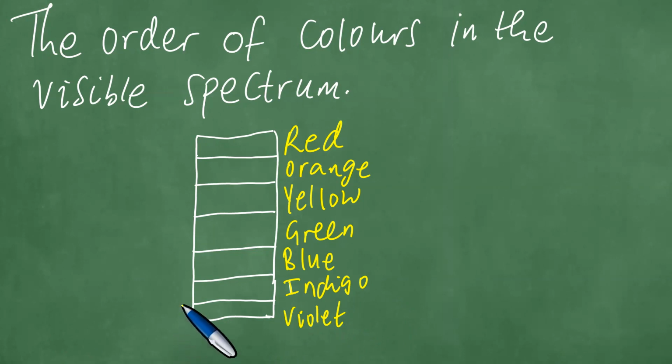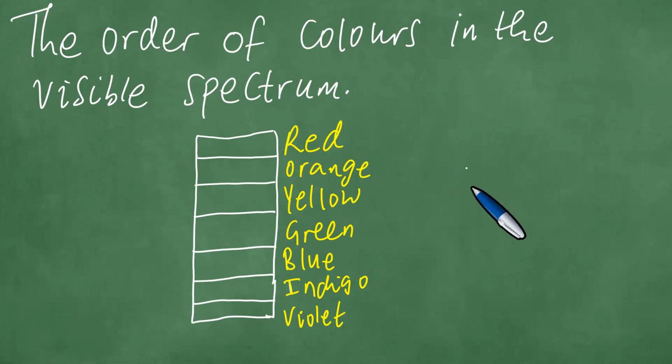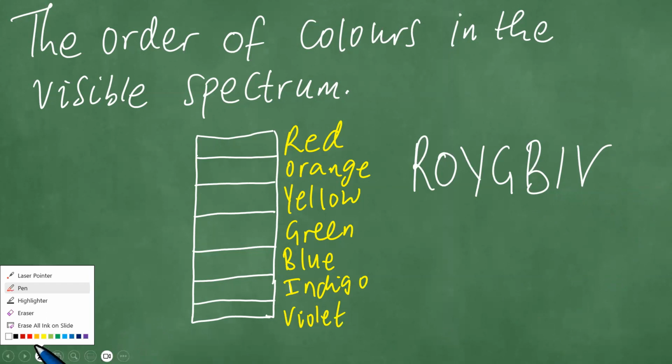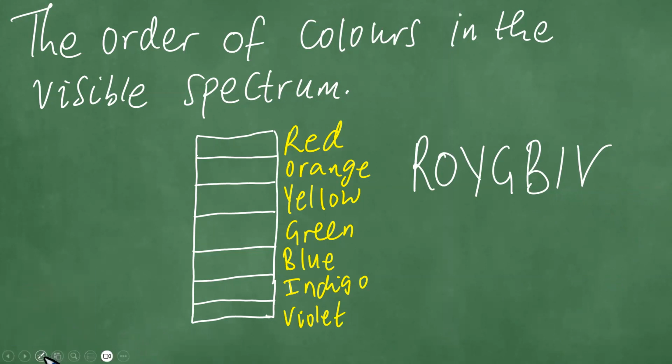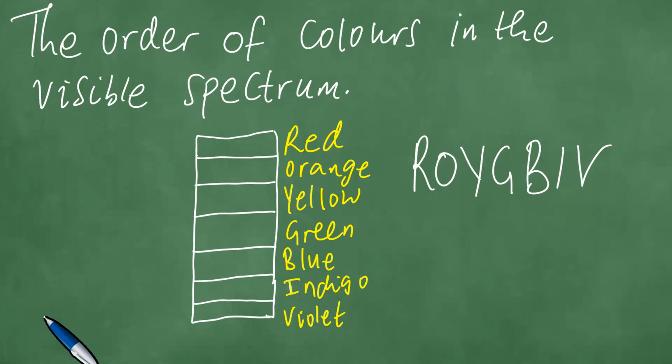So this here, what they form is the acronym called ROYGBIV. What does ROYGBIV stand for, Rianda? Red, orange, yellow, green, blue, indigo, violet. Well done. Excellent stuff. Okay, thank you for that.